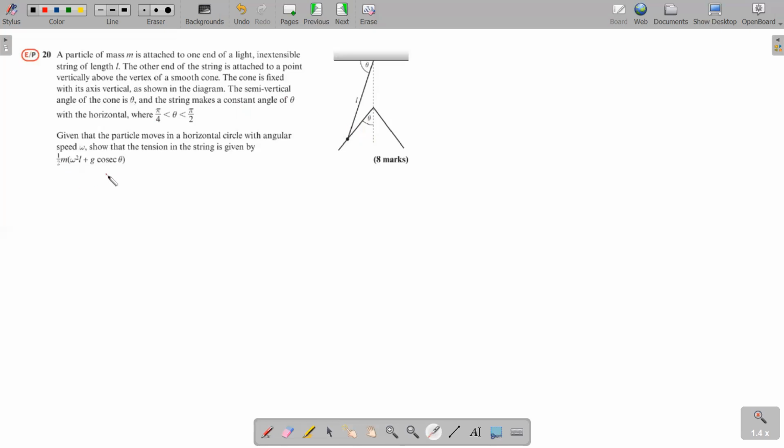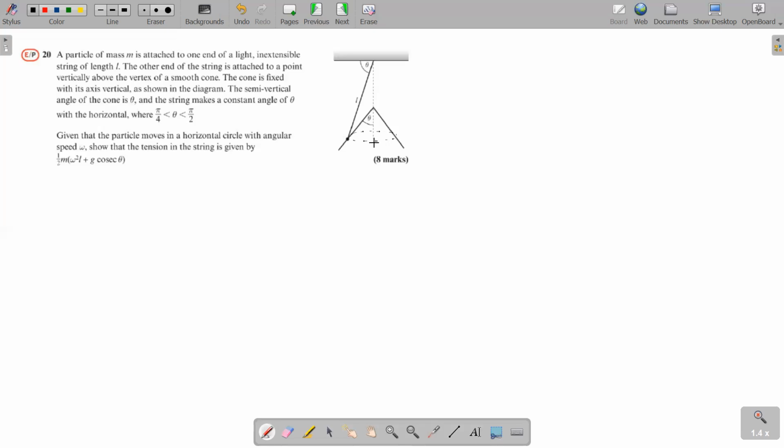Okay, so basically the particle is moving on the surface of the cone. Guys, can you see it's moving outside the surface, not inside, because the cone is inverted and you have a particle hanging from the ceiling, and it's moving outside on the surface of the cone. It's going in a circular motion.